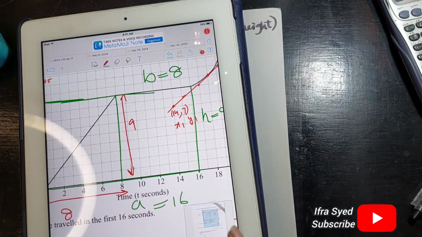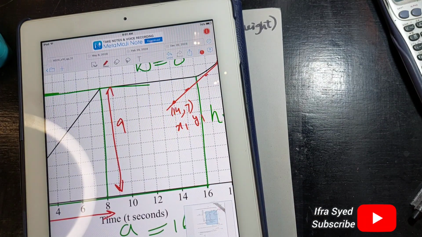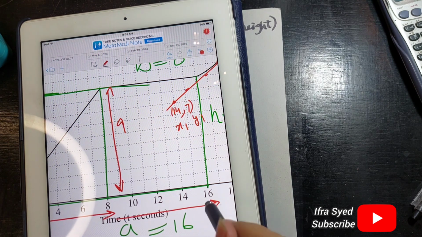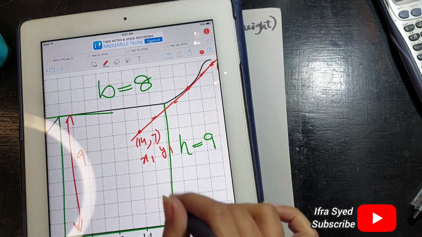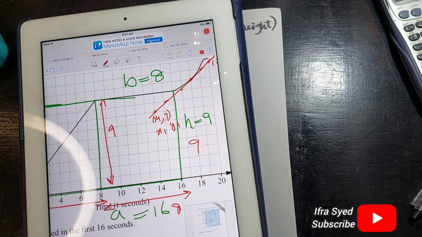In the graph, in the last 8 seconds, you can clearly see that there is a rectangle because these both sides are not equal. As you can see, in the base it is 8 plus 8 is equal to 16. So in the base we have 8. One side is 8 and the other side is 9. Both sides are not equal, so it is a rectangle. So we use the formula of the area of a rectangle to find the distance of the last 8 seconds.